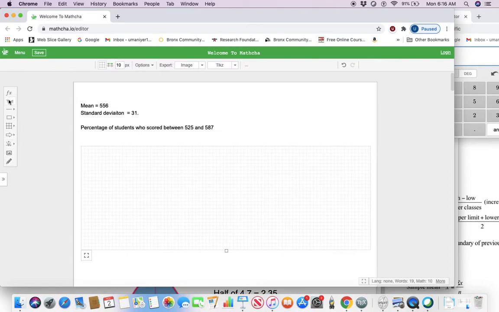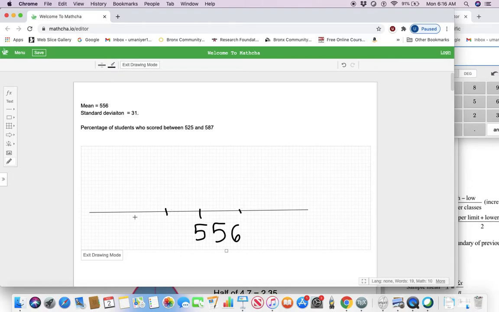So you have the mean to be 556, somewhere here. The standard deviation is 31. So one standard deviation less, one standard deviation more, two standard deviations less, two standard deviations more. You need to know whether these numbers fit any one of these.